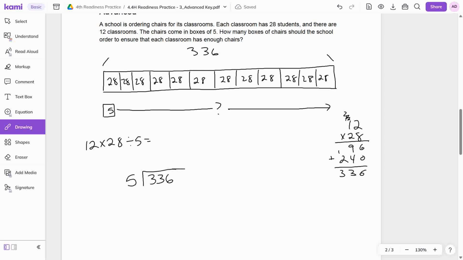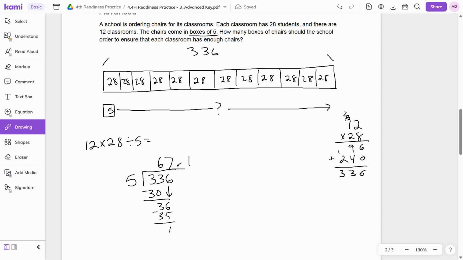5 does not go into 3, 5 goes into 33 6 times. And then that's going to be a 6. All right, so we've got a 7. 5 goes into 36 7 times, that's 35. Now here's the thing. I've got 1 left over, 67, remainder 1. The chairs come in boxes of 5. 67 boxes of chairs will get you enough for 335 kids.